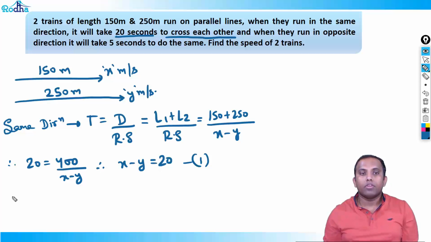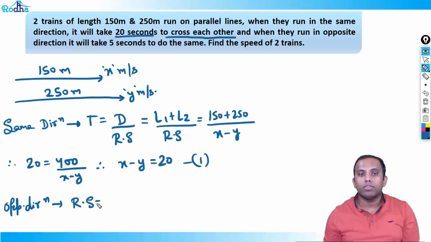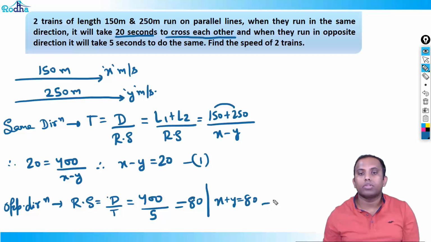Now the second equation I can write for opposite direction. Same thing, time is distance upon speed. Right now I have to take in terms of relative speed. It is distance by time. Distance is again 400, 150 plus 250, upon time. What is the time here? Time is 5. This is 80. And what is the relative speed in this case? It is x plus y. So x plus y is 80. This is the second equation.